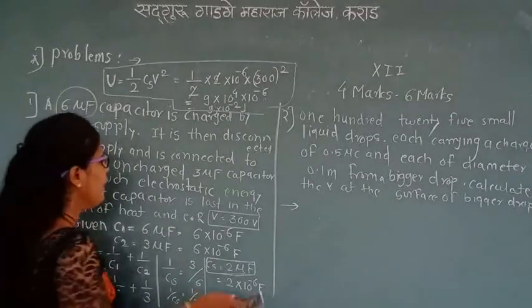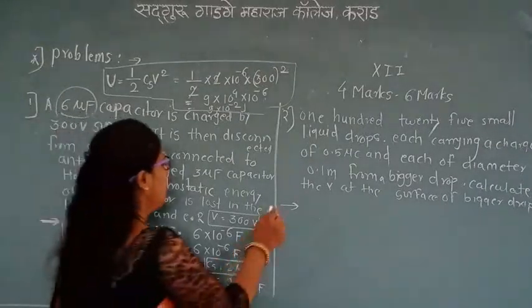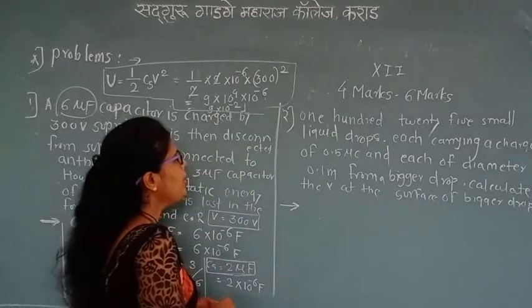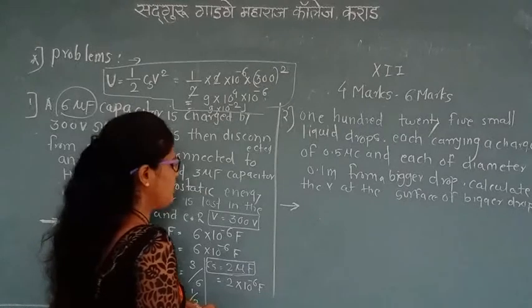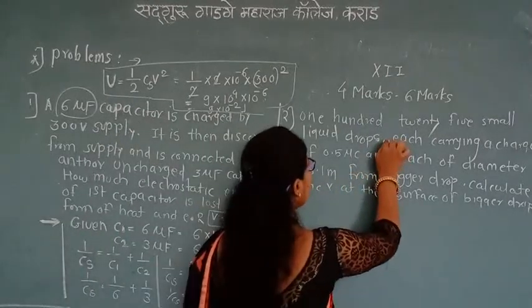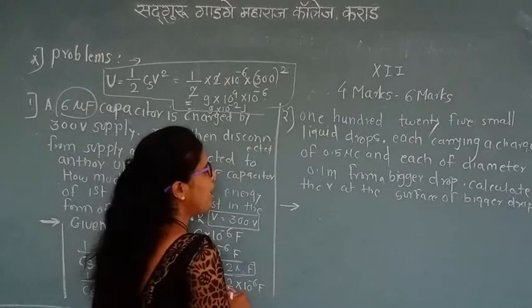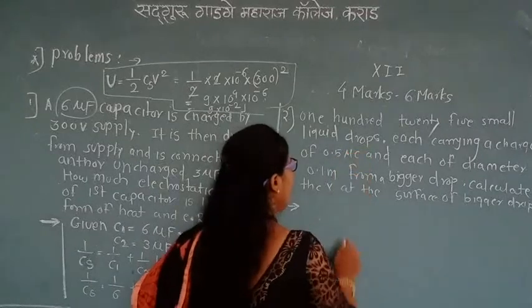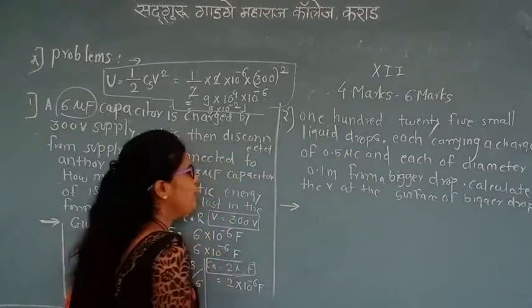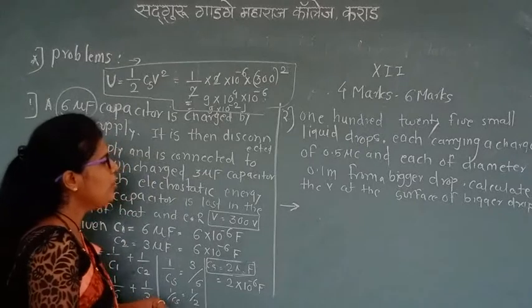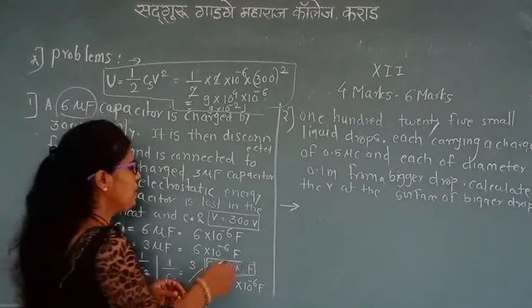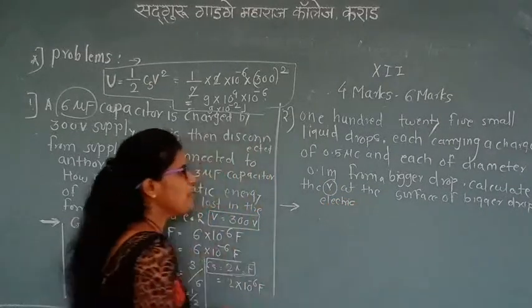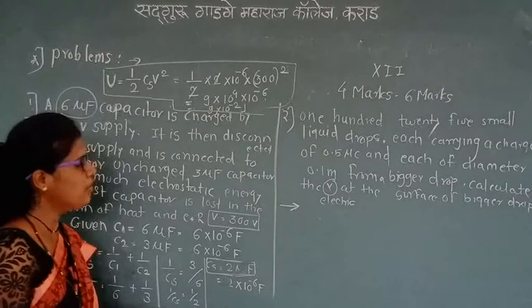The next example is, first of all we have to read that second example. 125 small liquid drops, each carrying a charge of 0.5 microcoulomb and each of the diameter 0.1 meter, form a bigger drop. Calculate the electric potential at the surface of the bigger drop.